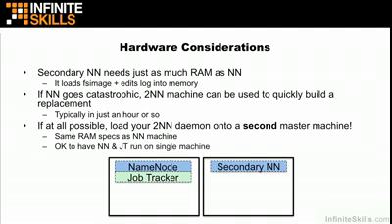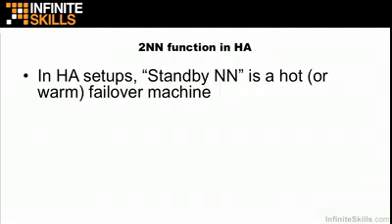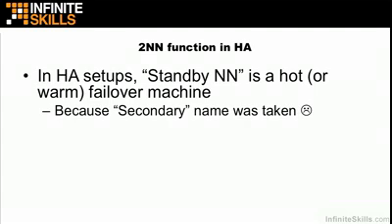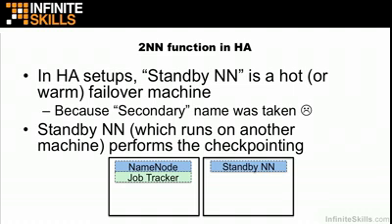It's still okay to have the name node and the job tracker running on a separate machine, but giving this secondary name node its own hardware gives us the ability to rebuild its function if the name node goes down. In high availability setups that we cover in other chapters, we now have a standby name node, which is actually a hot or warm failover machine. Obviously, it was given this name because secondary was already taken. The standby name node now performs the checkpointing that used to be performed by the secondary name node.